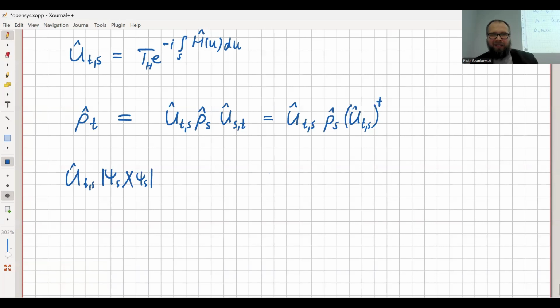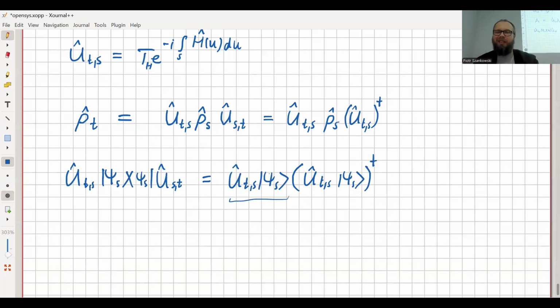so for pure states, you would write something like this: U_TS on psi_S, and this you can write as U_TS on psi_S, but the dagger of everything. And here we know what's going on. This is just a standard evolution of kets. So you would get psi_T. Okay, so again, for pure states, it just reduces to the things we talked about previously.